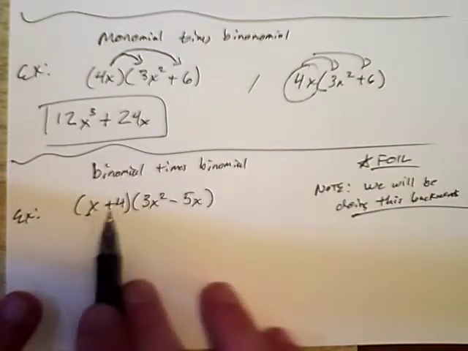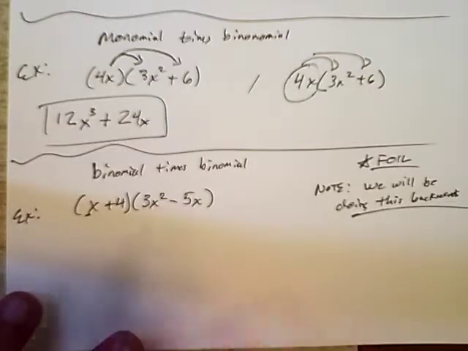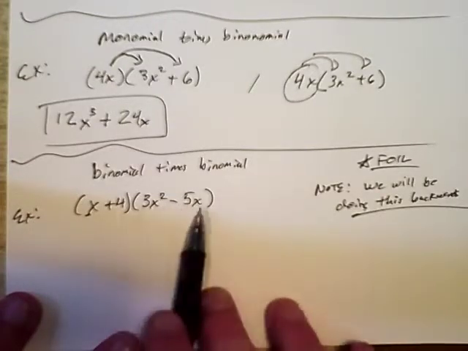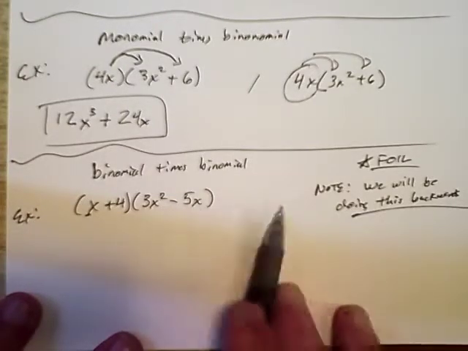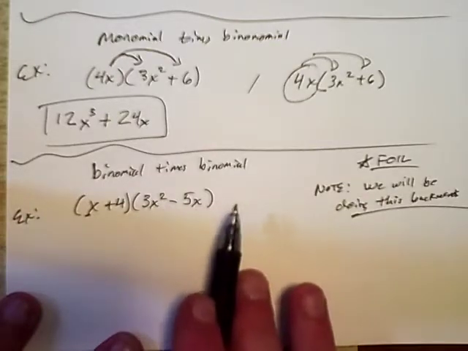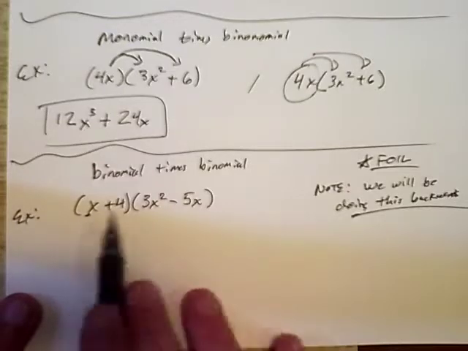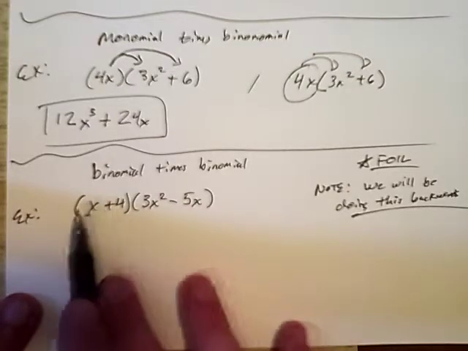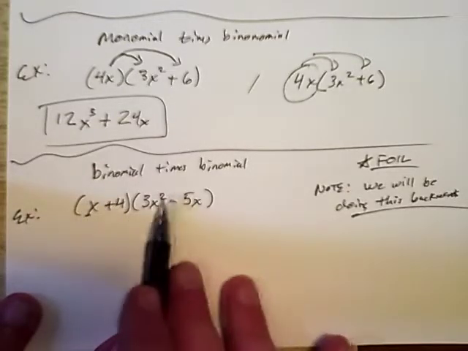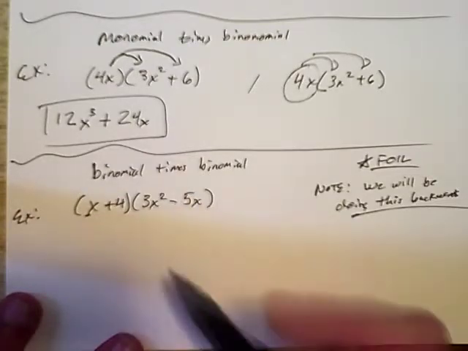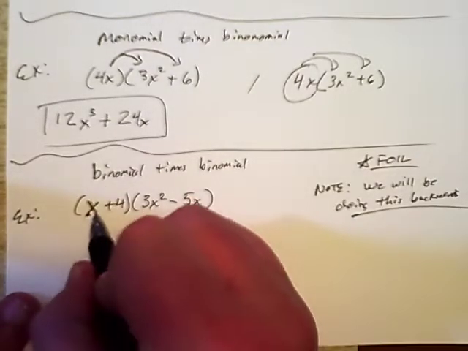So I have a binomial times a binomial. Now, again, this could be a binomial or a trinomial or 4 or 5 or 6 terms. It doesn't matter. The process is the same. What we need to do is we're going to distribute every term from the first polynomial into every term in the second polynomial. So the first term that we have here is x.